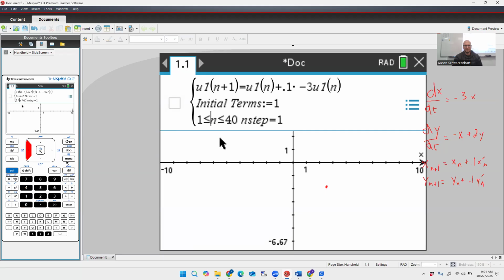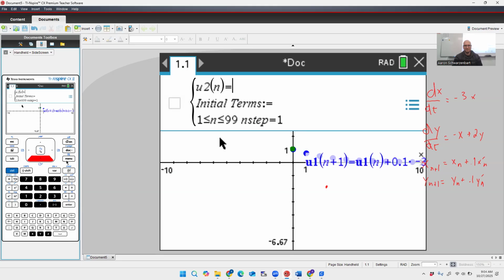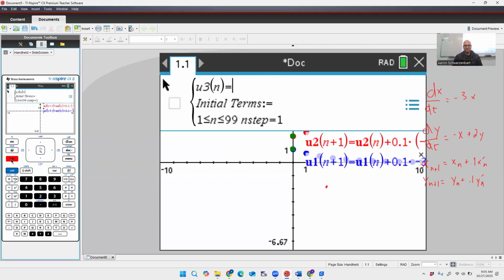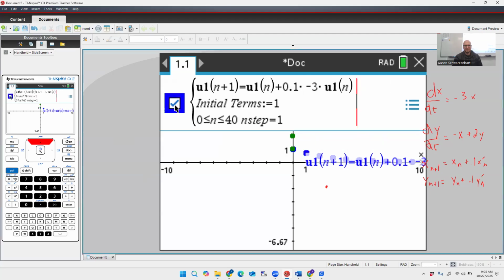I'm just going to go 0 to 40. Now I'll do U2 of n plus 1. U2 of n plus 0.1 times, this one is -x, which is U1 of n, plus 2y, where y is U2 of n. Okay. The initial y was 2. And I don't really want these displaying, so I'm going to tab up and uncheck them, because it's going to be harder to see what is happening.